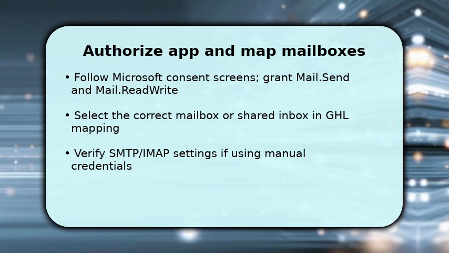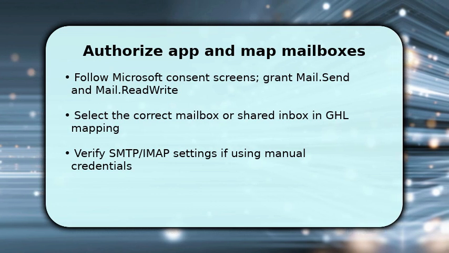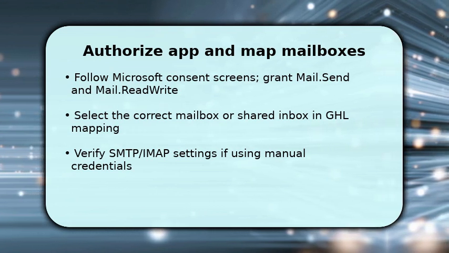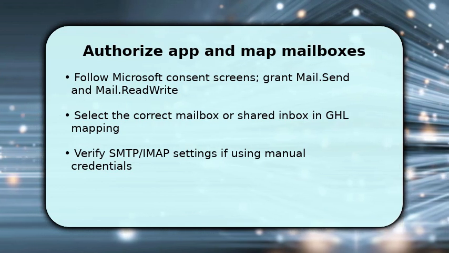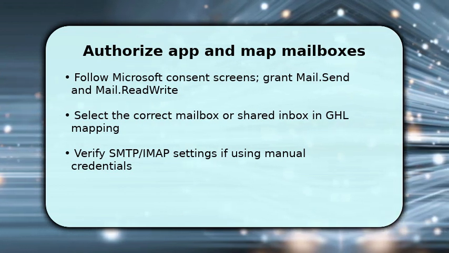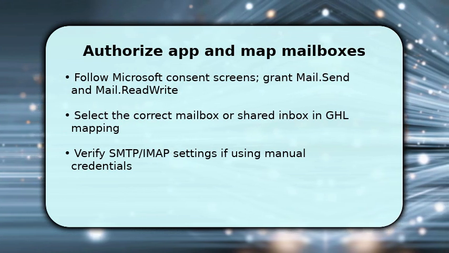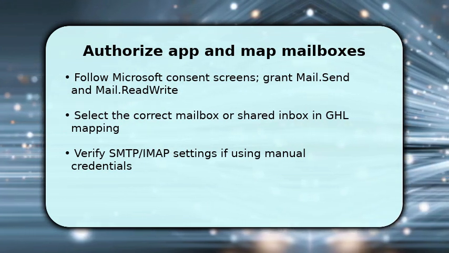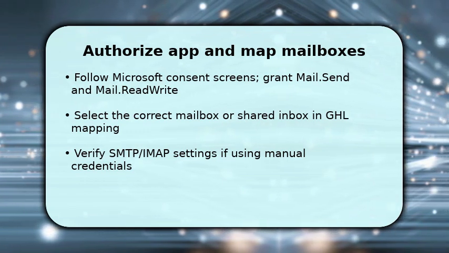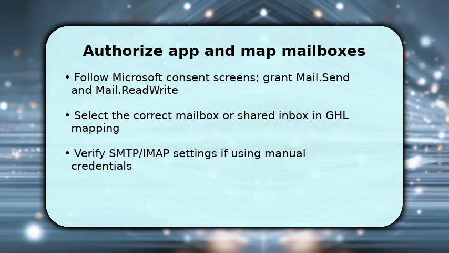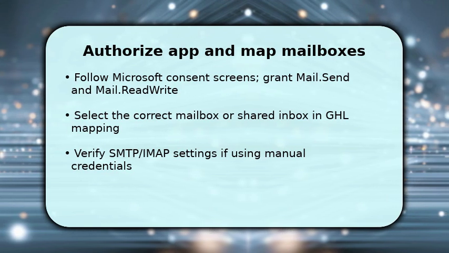If you registered an app, paste the client ID and secret into GHL instead, then test the token exchange. Next, select and map the correct mailbox or a shared inbox inside Go High Level. This ensures campaigns and two-way threads use the intended sender. If you opted for manual credentials, double-check SMTP and map host, port, and security settings before proceeding.